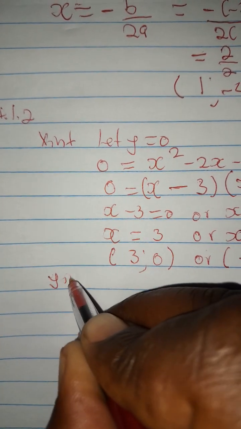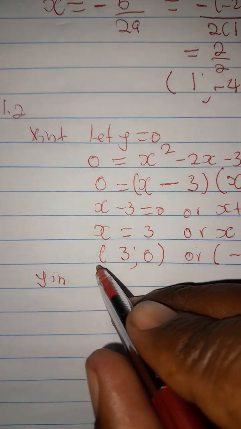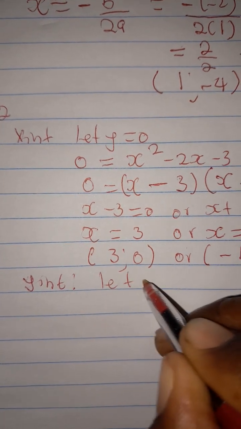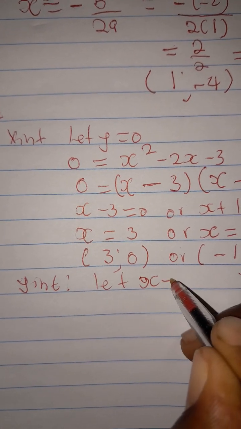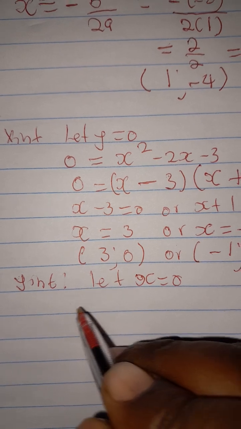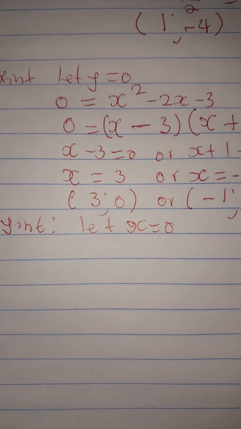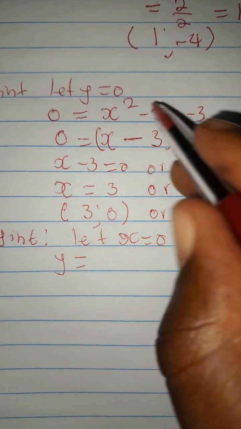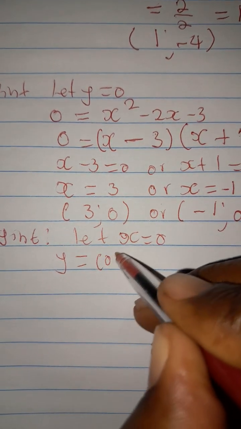They also said that we need to determine the y-intercept of the graph. For the y-intercept, guys, let x be 0 in this case. So what are we going to do? Where we see x, we're going to place 0. So it's going to be 0 squared.